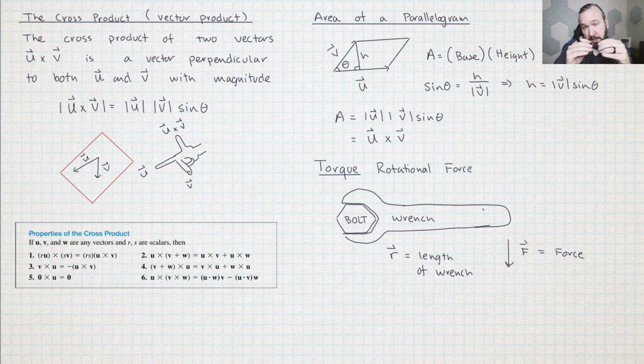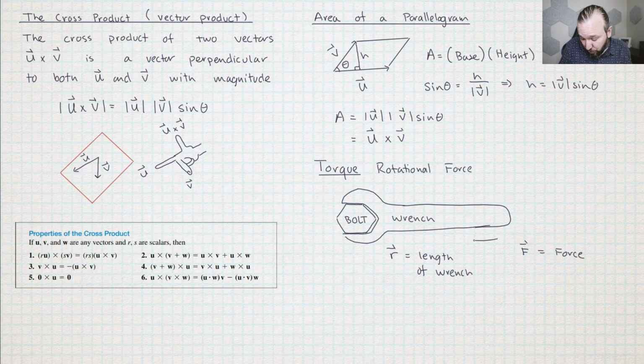Well, the law of the lever says if you have a longer wrench, then you're going to have more force because you have more mechanical advantage. And then obviously, if you push more force on the end of the wrench, then that will produce more force as well. But it also depends on the angle that you're pushing on.